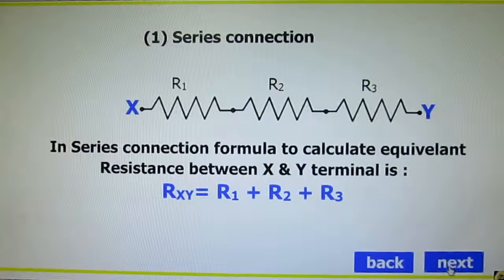In series connection, the formula to calculate equivalent resistance between the X and Y terminals is as follows. Here and here are the X and Y terminals, and the total resistance between X and Y is Rxy equals R1 plus R2 plus R3.